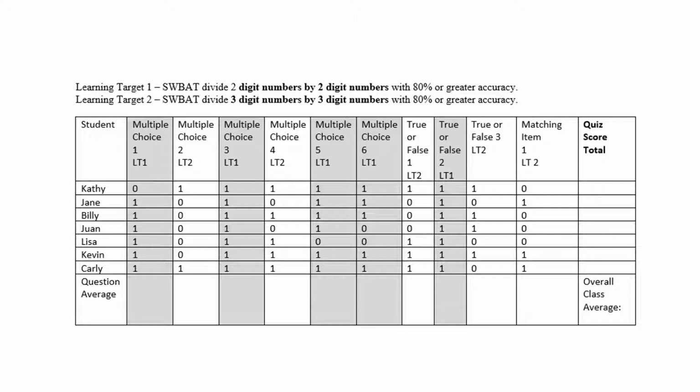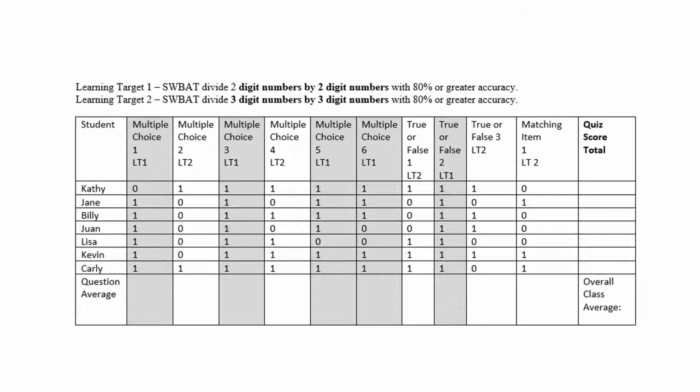If you look beneath the type of item it is, you will see LT1 or LT2. This means that the item lines up with a certain learning target. So for example, multiple choice 1 in the gray column lines up with learning target 1. Multiple choice 2 lines up with learning target 2.